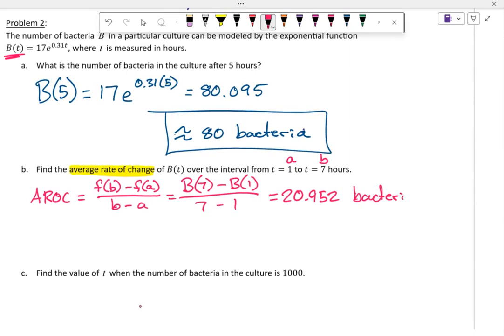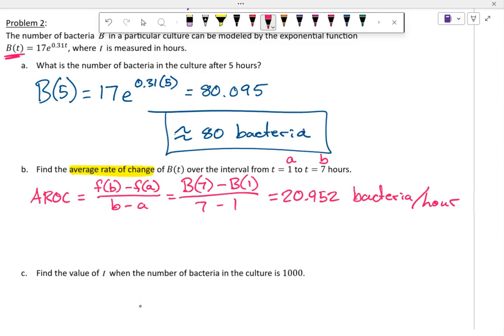Bacteria per hour in this one, per hour. So we'd say at a rate of 20.952 bacteria per hour. And how do we finish the context? Over the interval of, well, reverse that, 1 to 7, right? So whenever I ask average rate of change, I could also ask it in context. So we don't want to forget that sentence, okay?